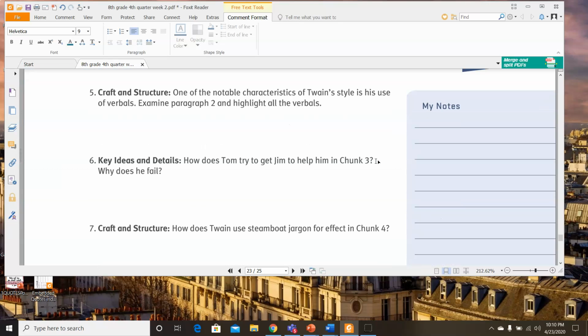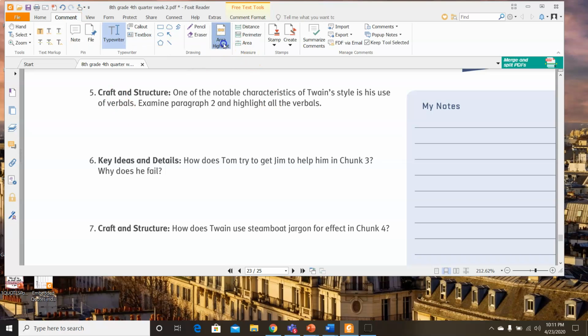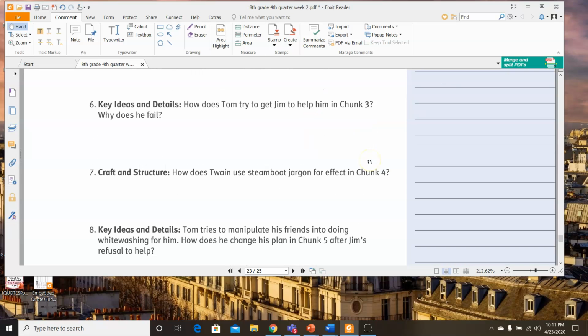For number 5, one of the notable characteristics of Twain's style is his use of verbals. So examine paragraph 2 and highlight all the verbals. You might want to refresh yourself on what verbals are so that you'll be able to find them. So definitely look for that. Go back in your notes, find verbals, and then search for them and highlight them in that paragraph 2.